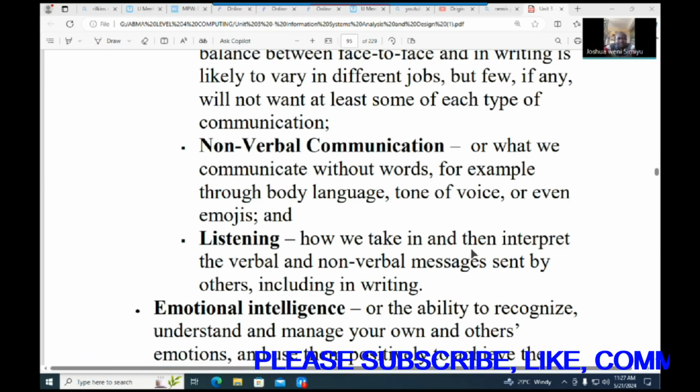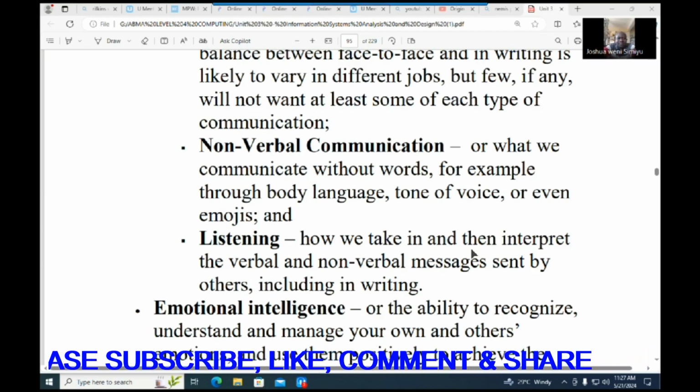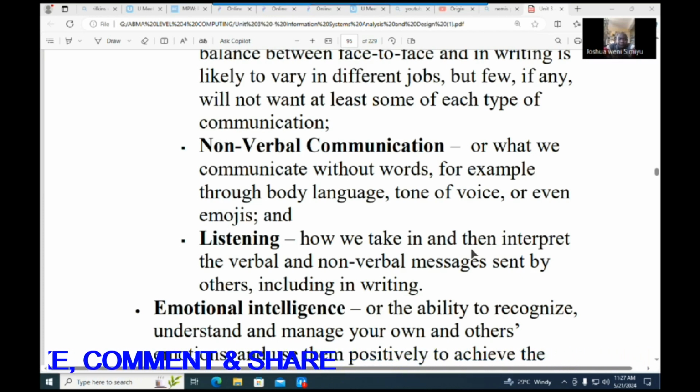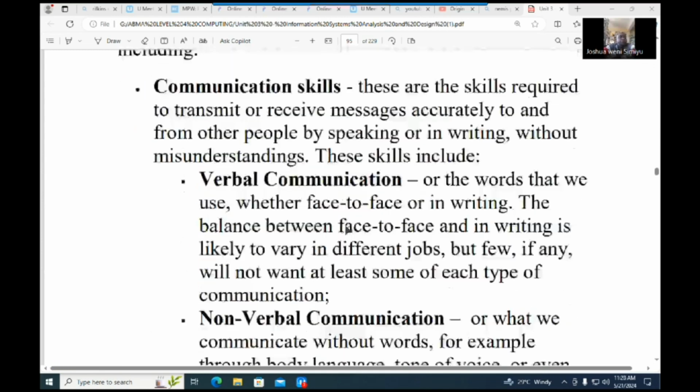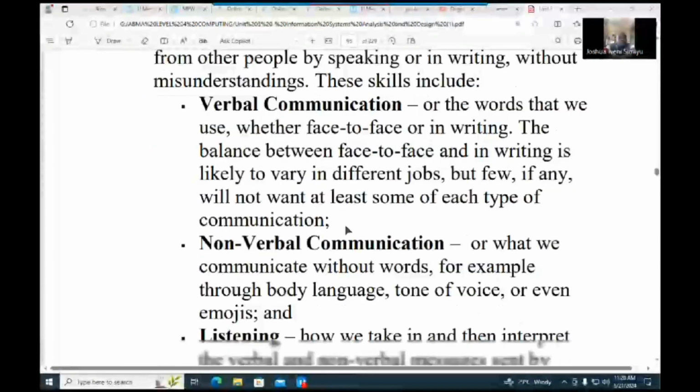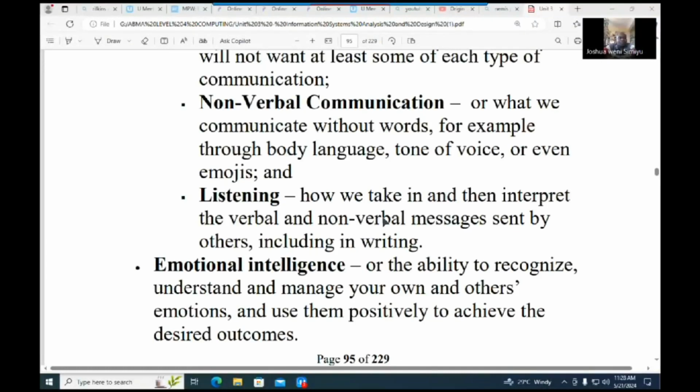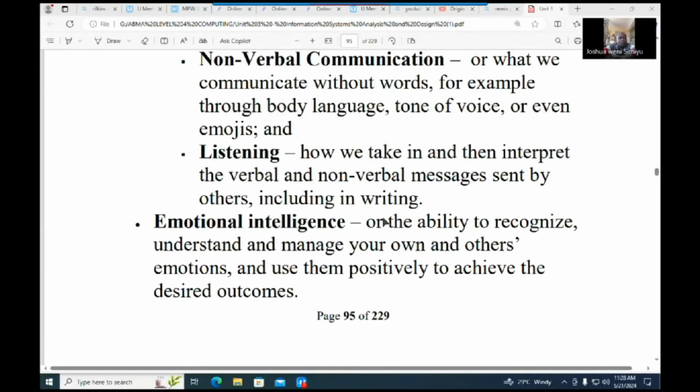Yeah. So that is non-verbal communication. That is the other skill under communication skills. So under communication skills, we said verbal communication, non-verbal. The third skill under communication skills is the listening skill. You know, listening is also a skill.